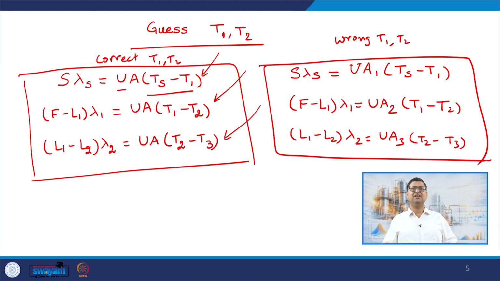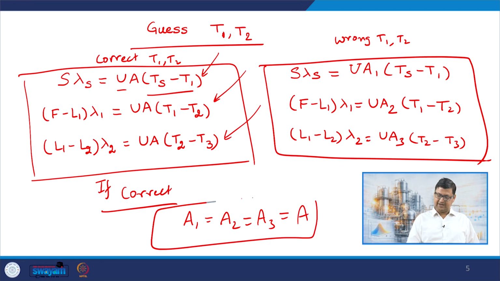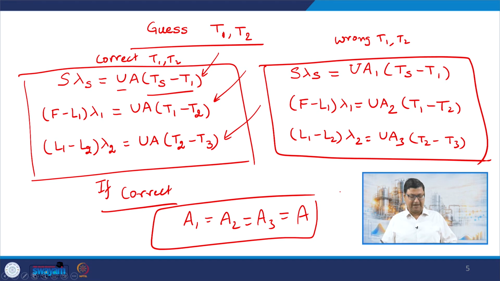So now we already have a way to figure out whether given values of T1 and T2 are correct or not. If they are correct, then A1 should be equal to A2 should be equal to A3, whatever area we have. Anyway, the area is unknown here. If A1 is equal to A2 is equal to A3, what does this mean? It means that we have the correct values of T1 and T2 in the problem.